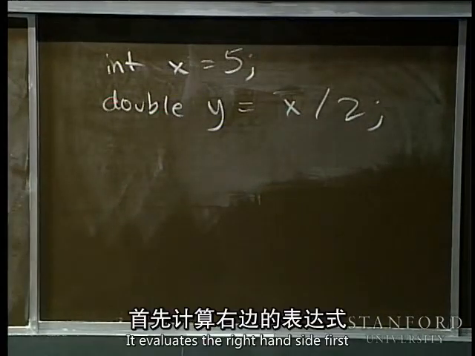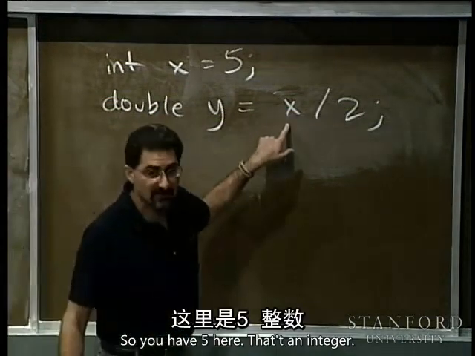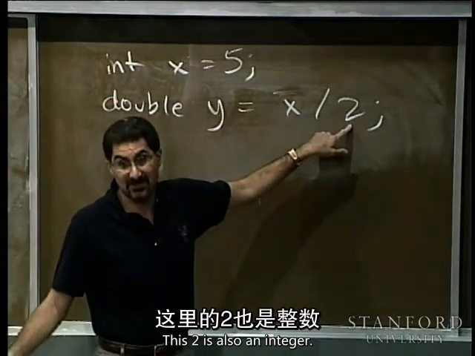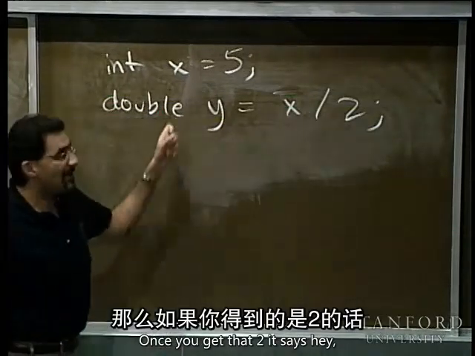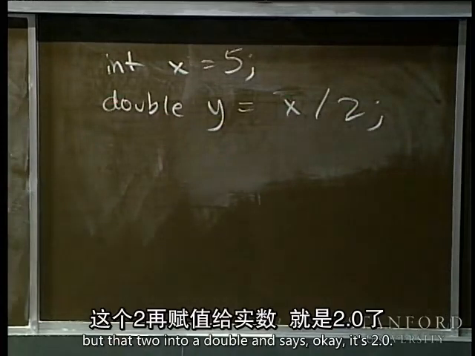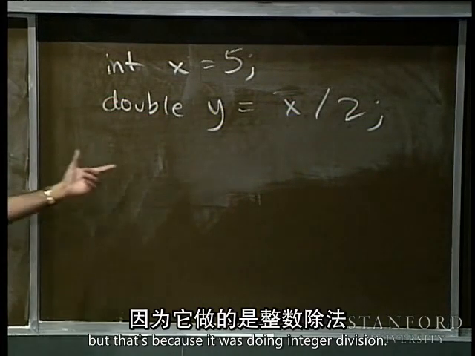No. It evaluates the right-hand side first and then assigns it to the left-hand side. So you have 5 here. That's an integer. This 2 is also an integer. It does integer division, which means you get 2. Once you get that 2, it says, hey, put that 2 into a double and says, okay, it's 2.0. So you're like, huh, that was totally weird. But that's because it was doing integer division.